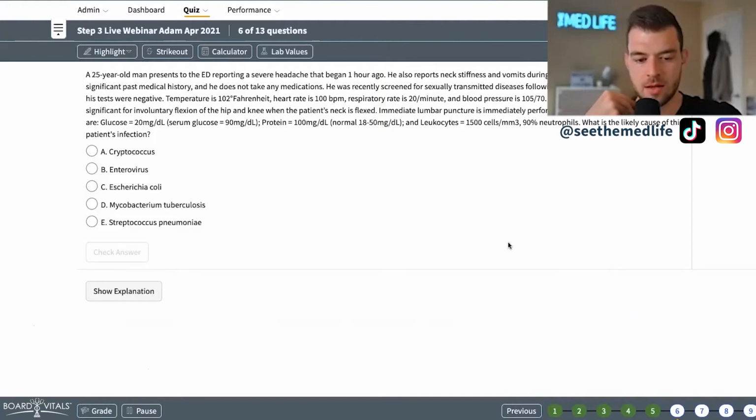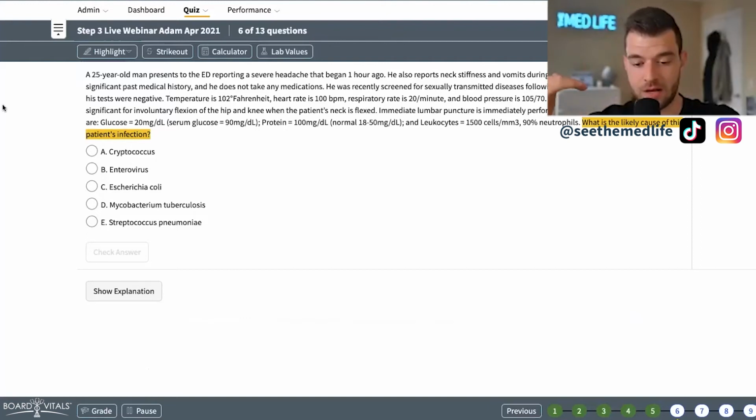All right. So again, this is a long stem, and on your exam on test day, there are going to be quite long stems. And so it's important, again, to use this method. So what is the likely cause of this patient's infection? Cryptococcus, enterovirus, E. coli, Mycobacterium tuberculosis, or Streptococcus pneumoniae.